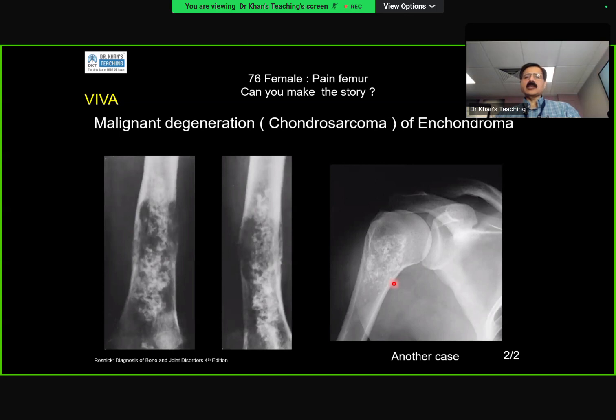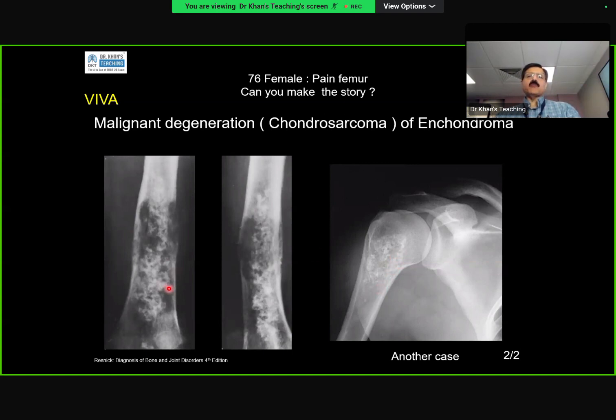And it will be high signal on any fluid sensitive sequence on MR. But coming back to the plain film, chondroid matrix will be calcified. And look at this, calcification of chondroid matrix will be ring, arc, punctate, that kind of a thing. Incomplete rings, arcs, complete rings, arcs or punctate type of calcification.